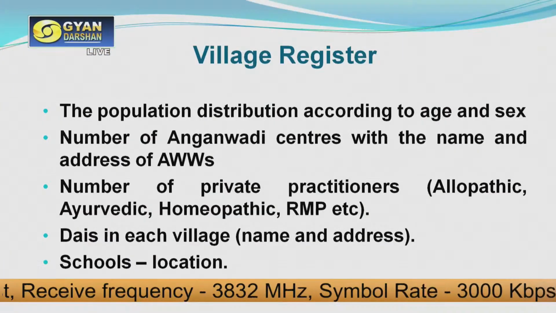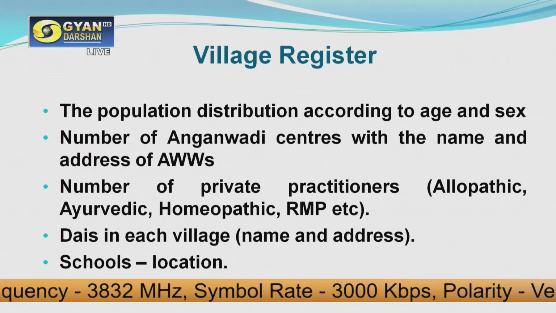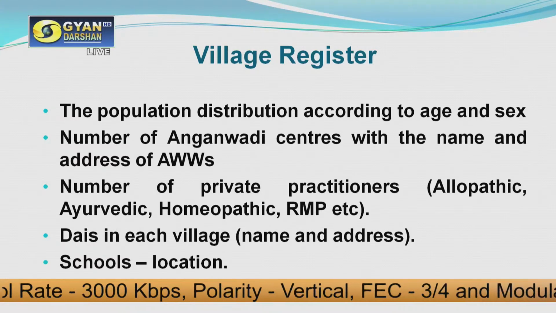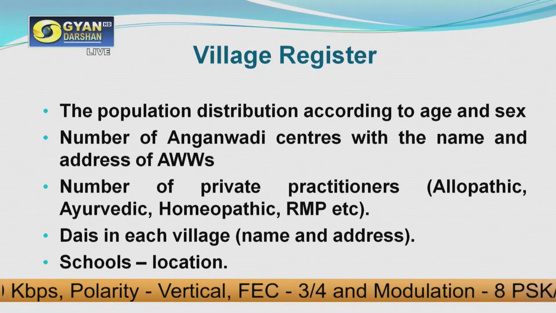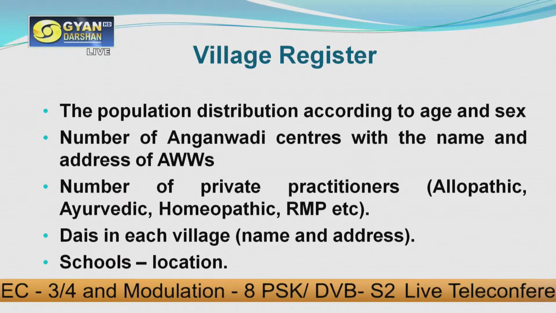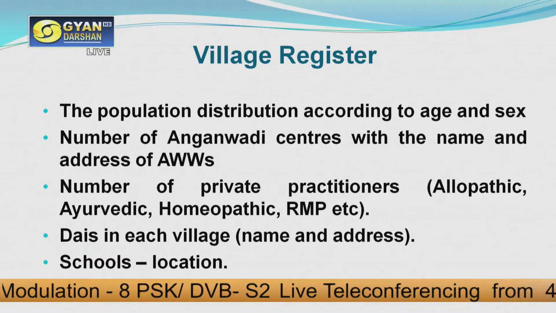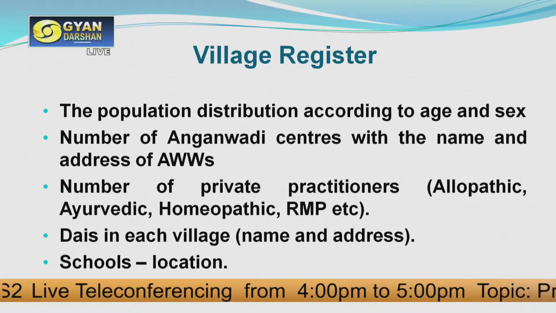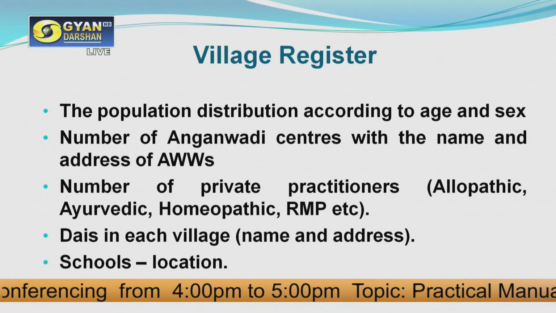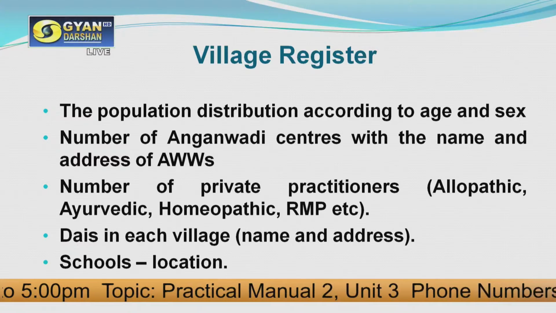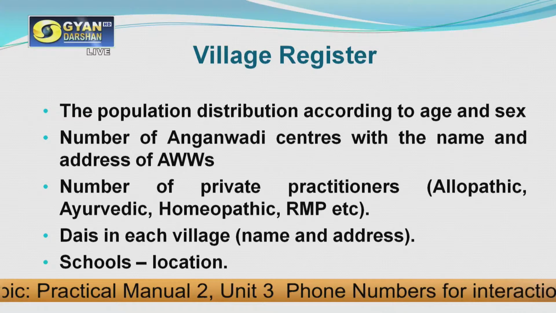Then the village register also has the population distribution according to age as well as sex, then the number of Anganwadis in that particular village and the name of the Anganwadi worker, which you should know. Also the number of private practitioners, because every village or place has some private practitioner. It can be allopathic, Ayurvedic, homeopathy, RMP, etc. And dais in each village, and if there is a dai, then the name and address of that person.